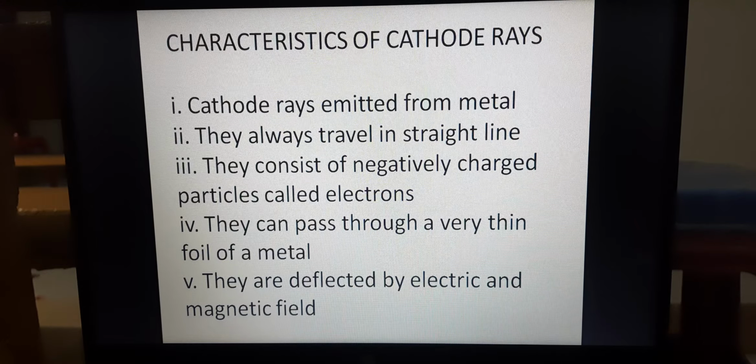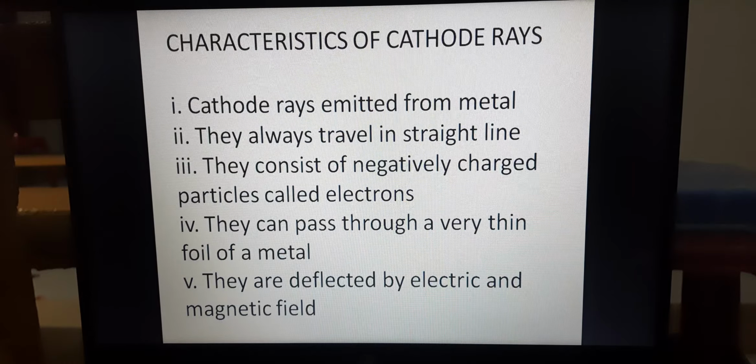In this way he gave the name electrons, and he is the first pioneer for giving the name of electron. They can pass through a very thin foil of metal. They are deflected by electric and magnetic fields.